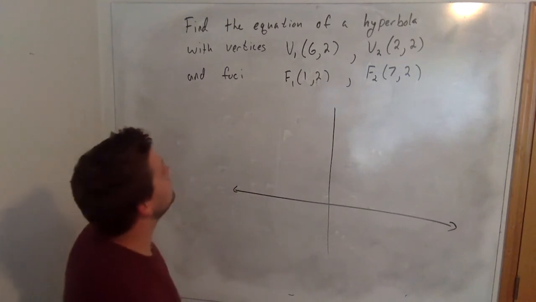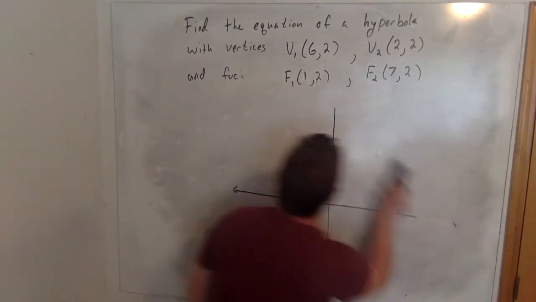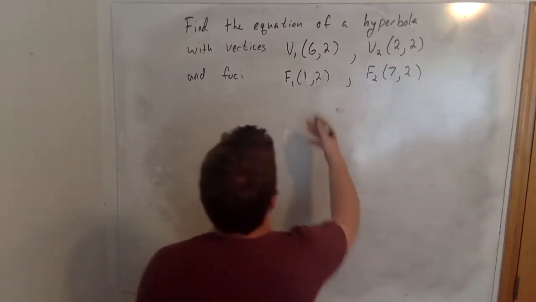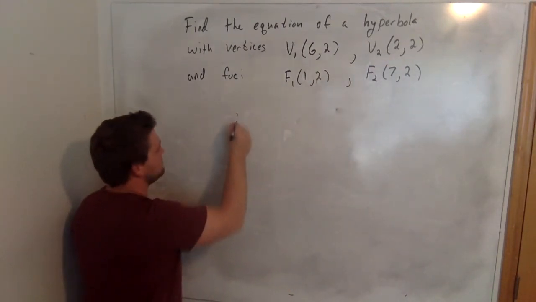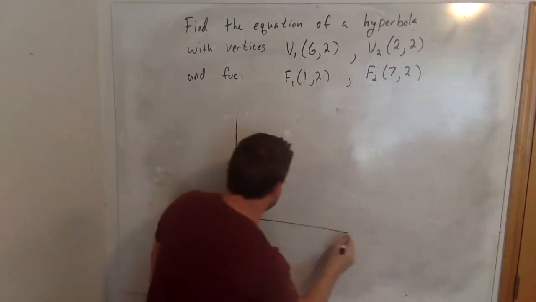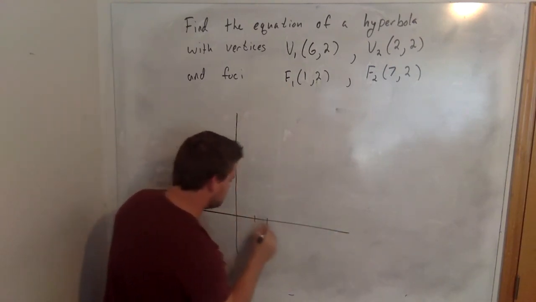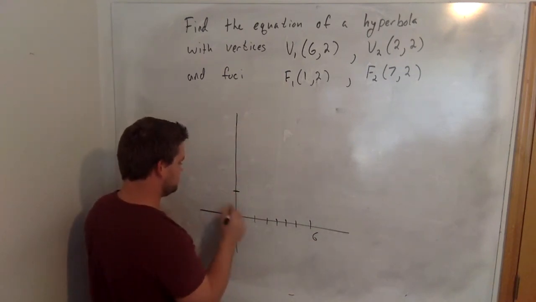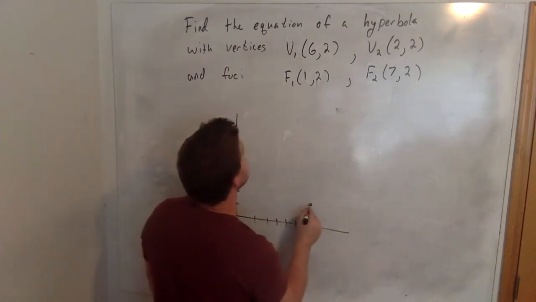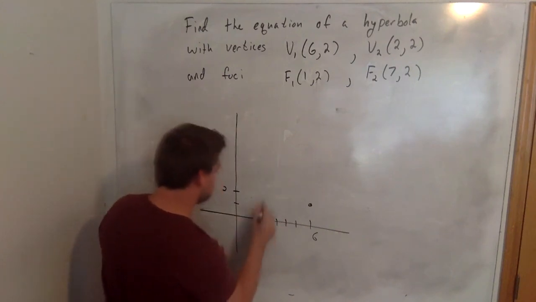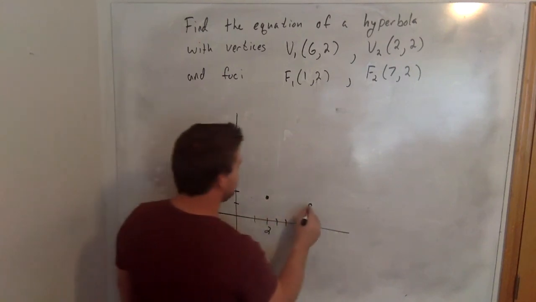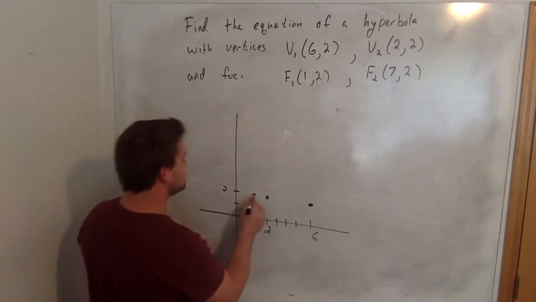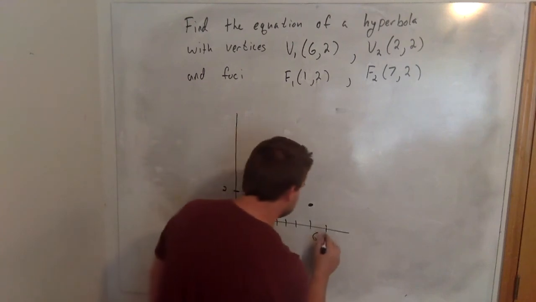Okay, so the vertices are at (6, 2) and (2, 2). All these numbers are positive, so all these features are going to live in the first quadrant. So these are the vertices, and the foci are at (1, 2) and (7, 2).